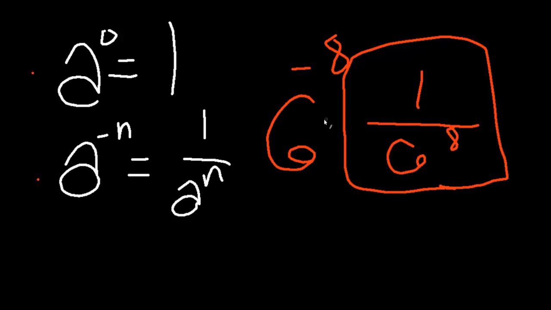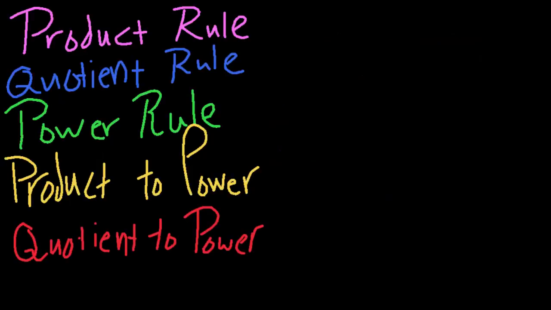Okay guys, so let's move on to the properties or the characteristics of exponents. Okay, so these 5 guys right here are our properties of exponents. Let's start with the product rule. This is basically what we do when we multiply 2 different numbers that both have exponents.